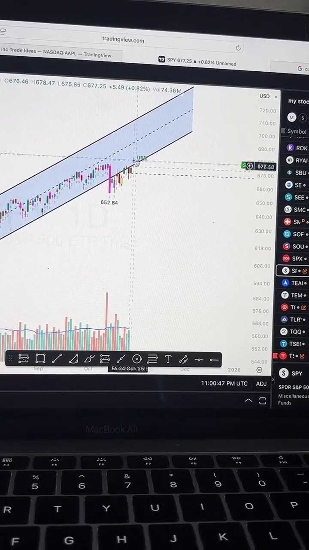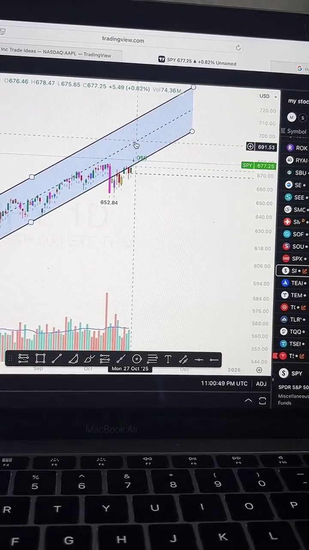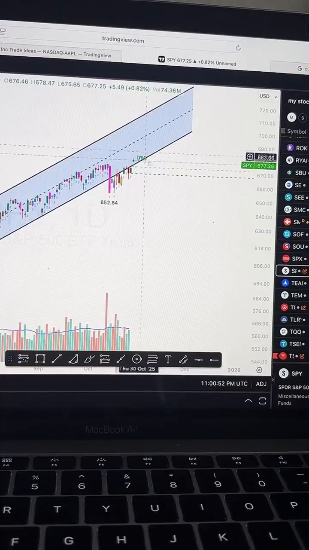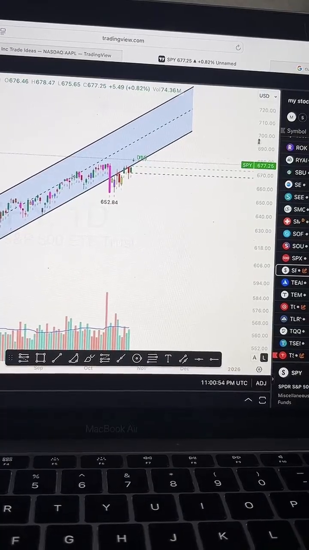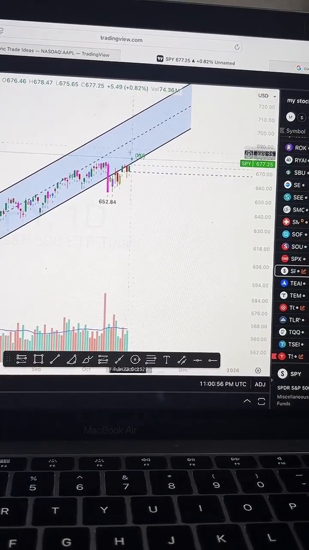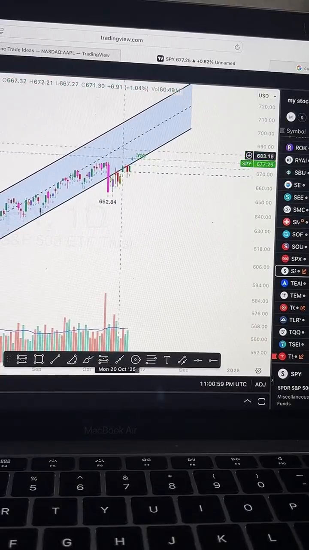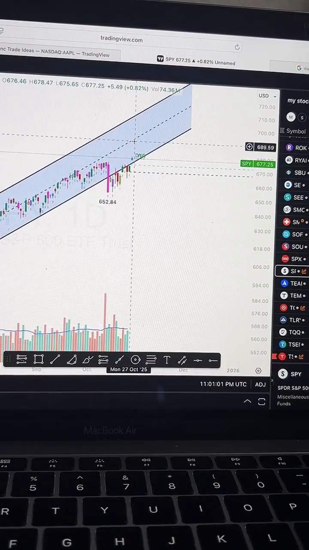Oh yeah, SPY, we just got back in this trend. We can at least try to make our way to the regression line. That's real interesting. At least to the regression.